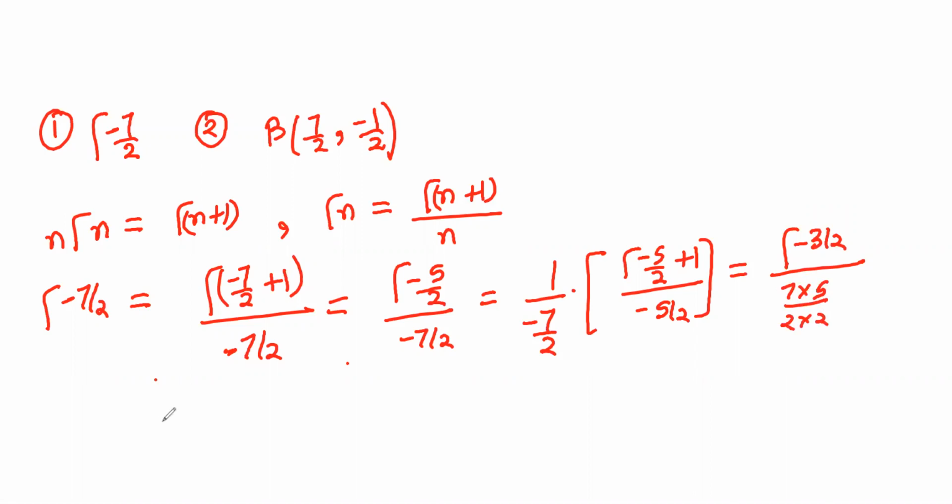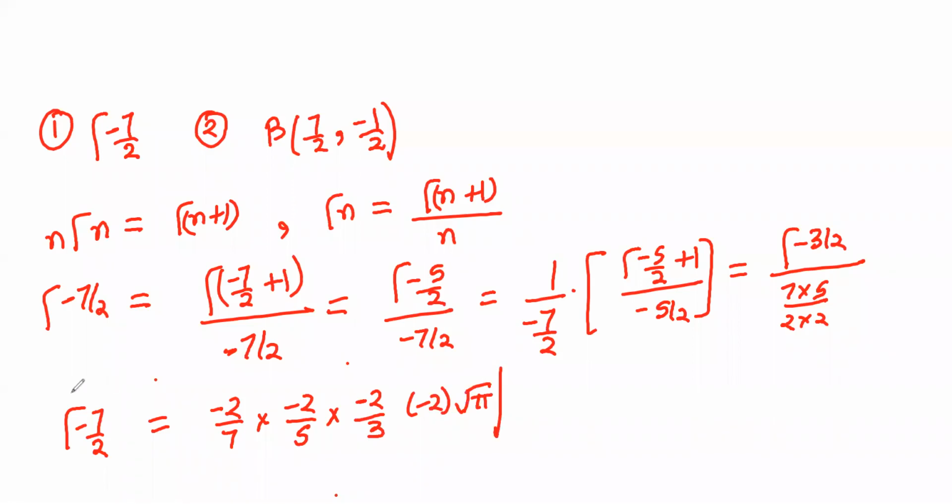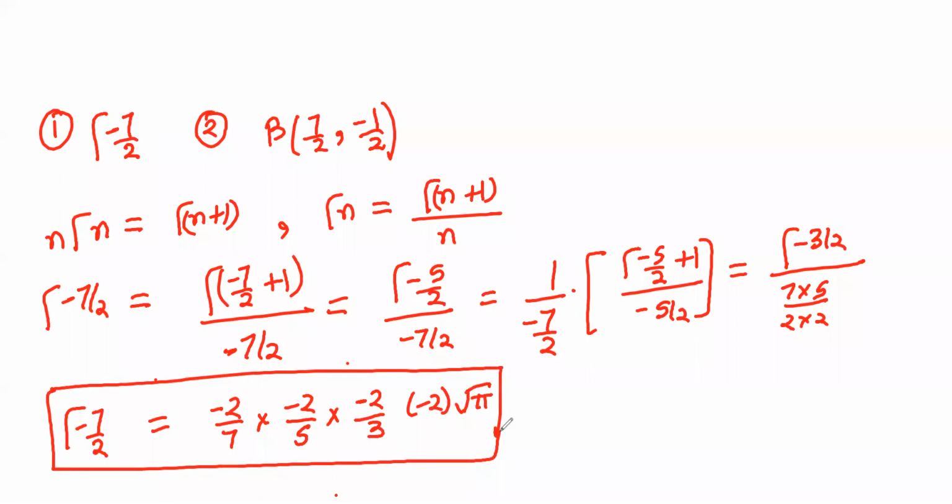Similarly, finally, can I write gamma(minus 7 by 2) will be, first time minus 2 by 7, second time minus 2 upon 5, third time it must be minus 2 by 3, and then minus 2, and that is under root pi. So this will be the value of gamma(minus 7 by 2). Ask me if any doubt.